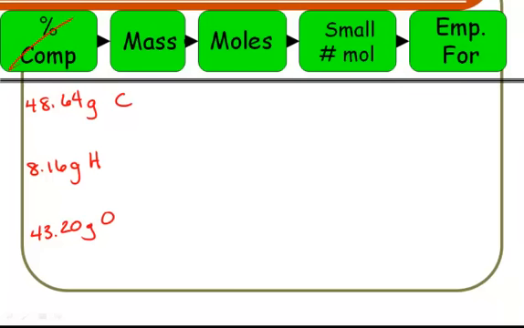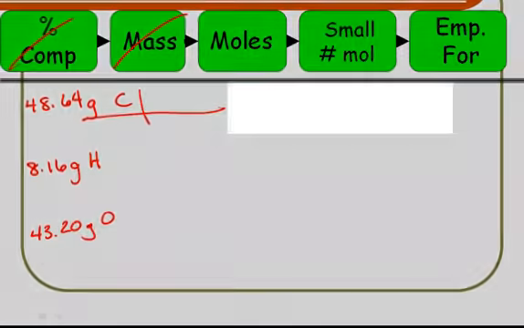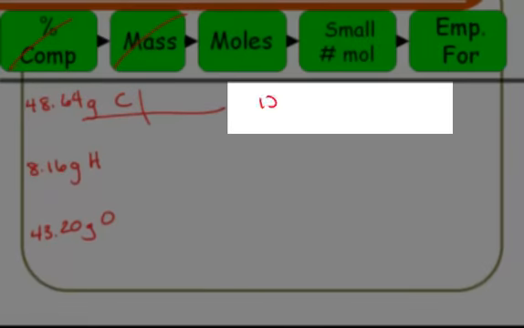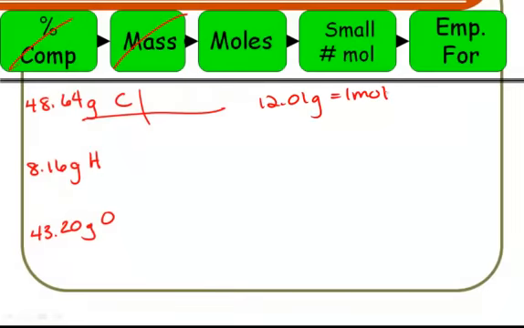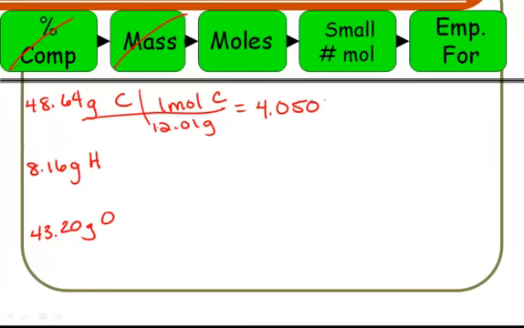So we've taken our percent composition and we've figured out our mass. Now we're going to convert to moles. So we're going to use our molar mass. The molar mass of carbon is 12.01 grams equals 1 mole. Since I want grams to cancel out, I'll take 12.01 grams and put it on the bottom, 1 mole on the top. This gives me 48.64 divided by 12.01. I have 4.050 moles of carbon.